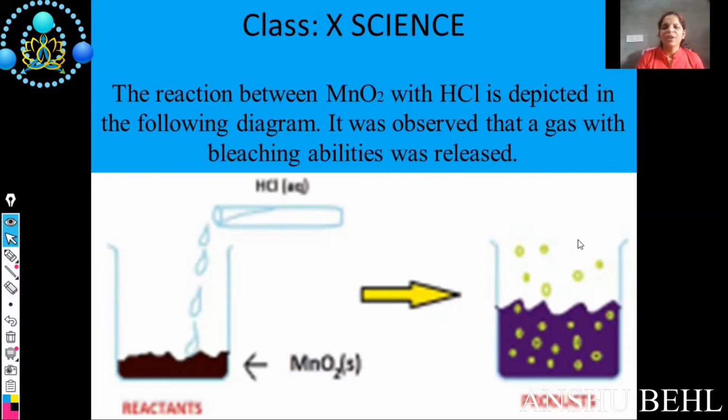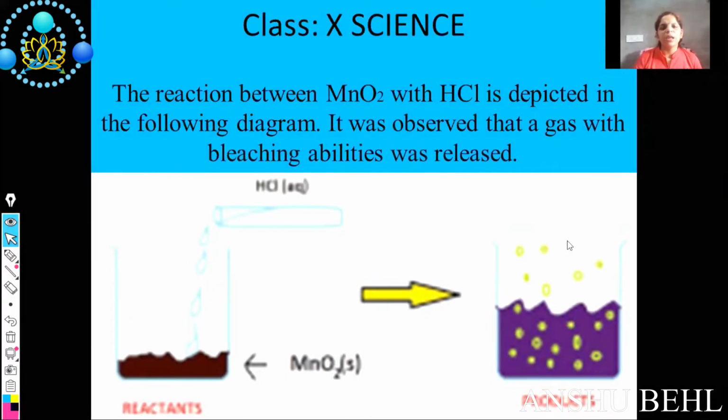Children, today we are going to start with the second case study question from the chapter Chemical Reactions and Equations, from the topic Redox Reaction. Here is the paragraph. The reaction between MnO2 with HCl is depicted in the following diagram. It was observed that a gas with bleaching abilities was released.